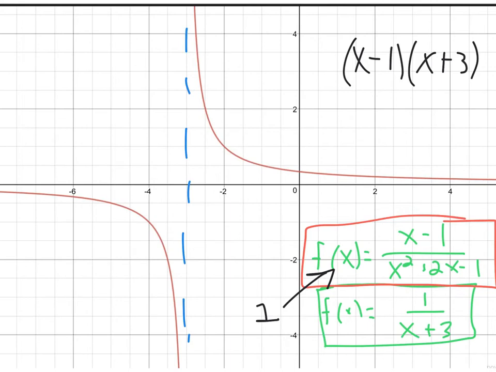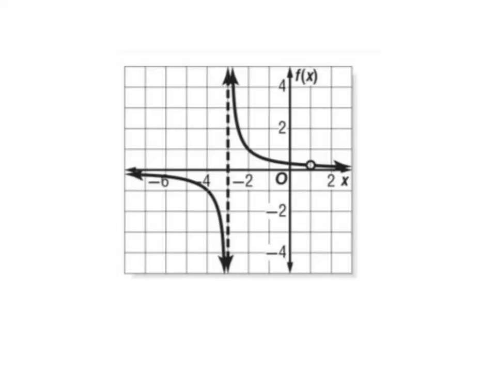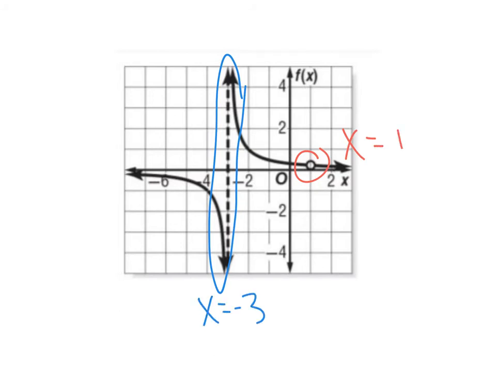So if you were to go over to 1, there should be a hole right there instead of a point for the graph. And it would look something like this. You can see the vertical asymptote here, and then you can see our hole at x equals 1. Vertical asymptote at x equals negative 3. And again, to get the graph, you can always plug the equation into your graphing calculator, go to your table, and get values to plot.